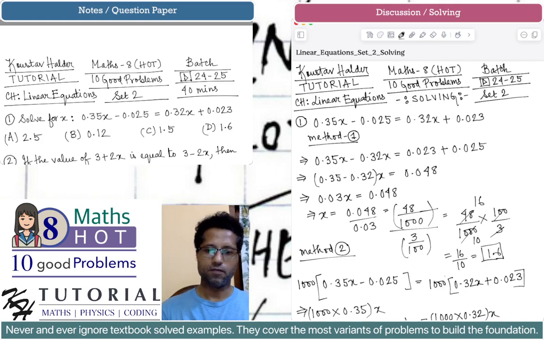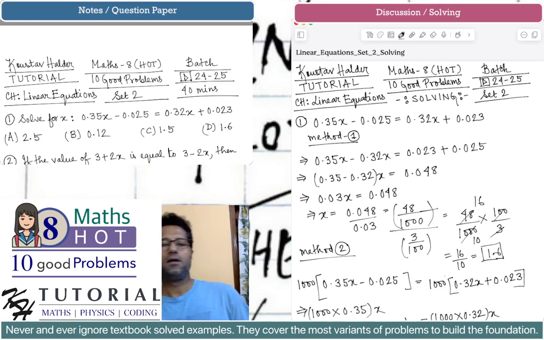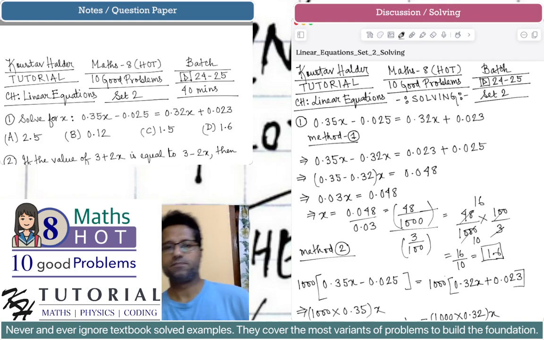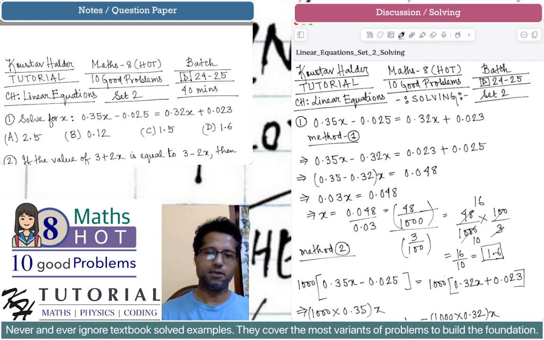So I will keep on making 10 good problems in the future sets on this chapter, linear equations. So always keep an eye on this playlist, that is Maths 8 Hot. And also, as and when I complete the coming chapters, on the next chapter I will start in the other playlist, that is CBSE Maths 8 RS Agarwal, which will be percentage. When that chapter is complete, then I will also start preparing 10 good problems on that chapter in this playlist. So always keep an eye on both the playlists, that is CBSE Maths 8 RS Agarwal and Maths 8 HOT.